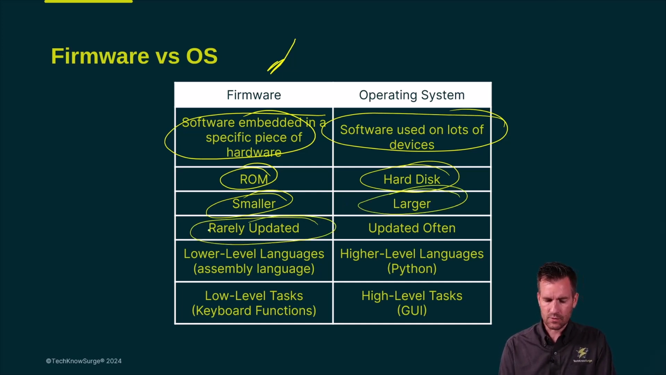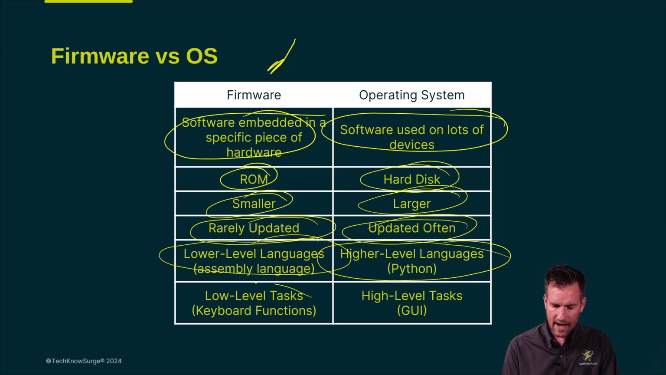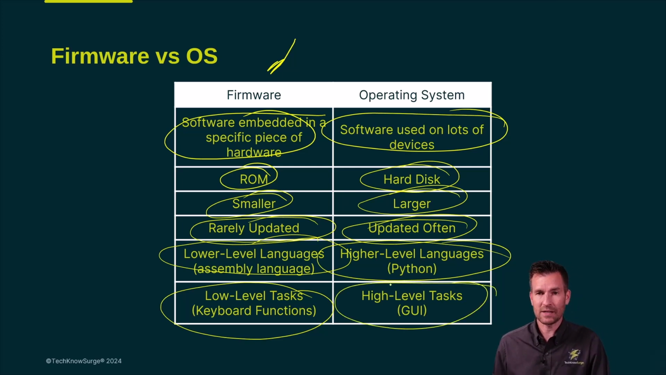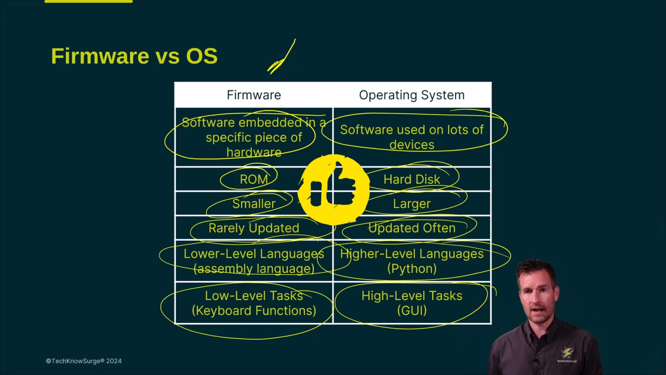The firmware is rarely updated versus the operating system, which gets regular updates. The firmware tends to be lower level languages like assembly language, the machine language. The operating systems tend to be programmed in higher level languages. And then the firmware has low level tasks, and the operating system has much higher level tasks. We don't necessarily need to know all of the ins and outs of what all of these mean, but just know that this is a general way that we categorize things of whether it's firmware or whether it's an operating system.